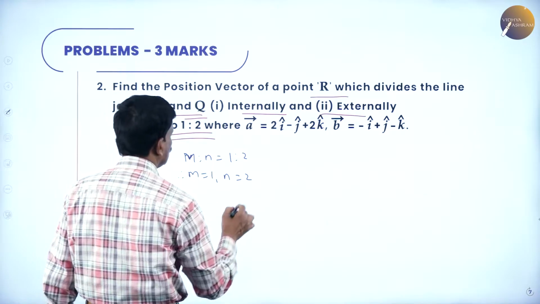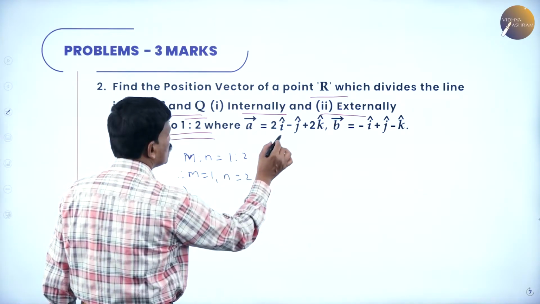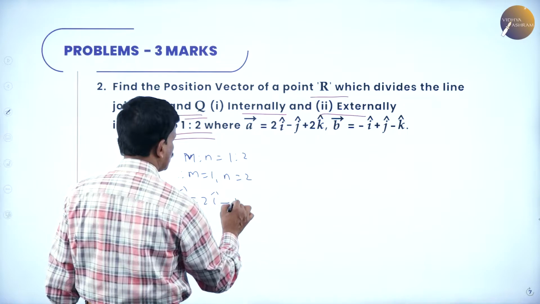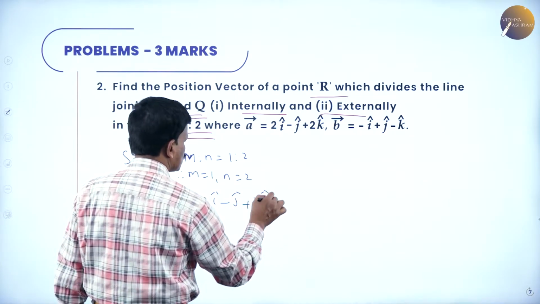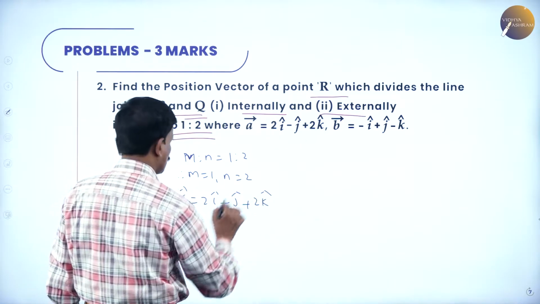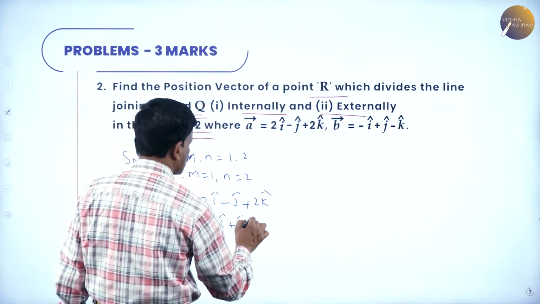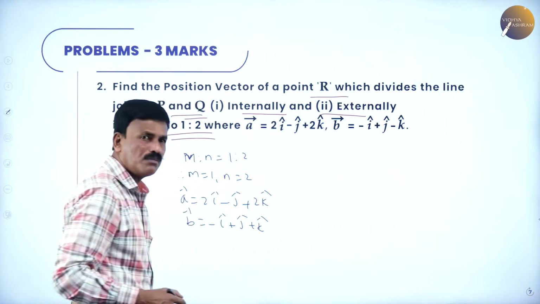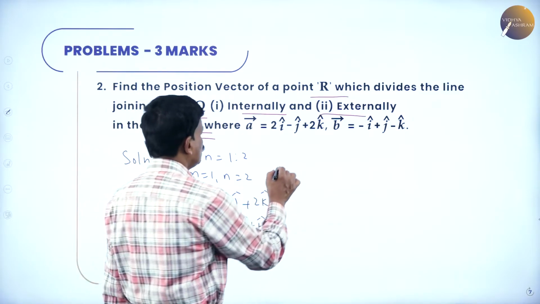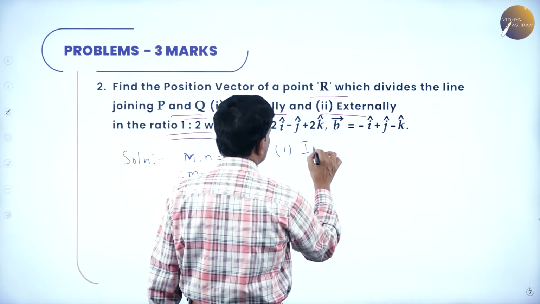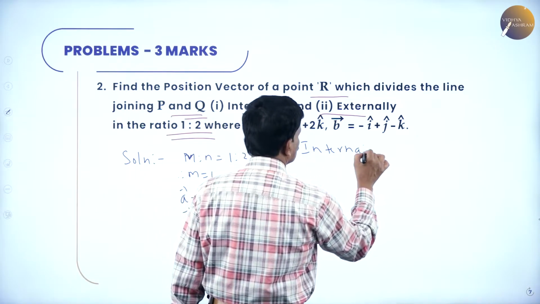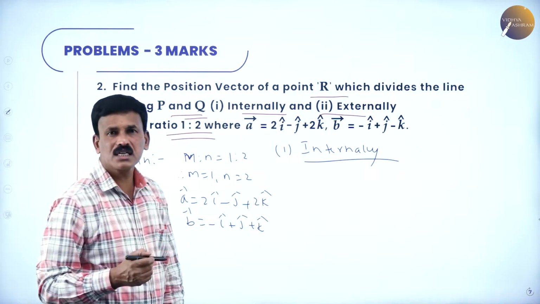This is m. Now what are the vectors? Vector a is equal to 2i minus j plus 2k, and vector b is equal to minus i plus j plus k. Same problem, but the ratio is different. Now internal division. First internally, let us come to the first one.